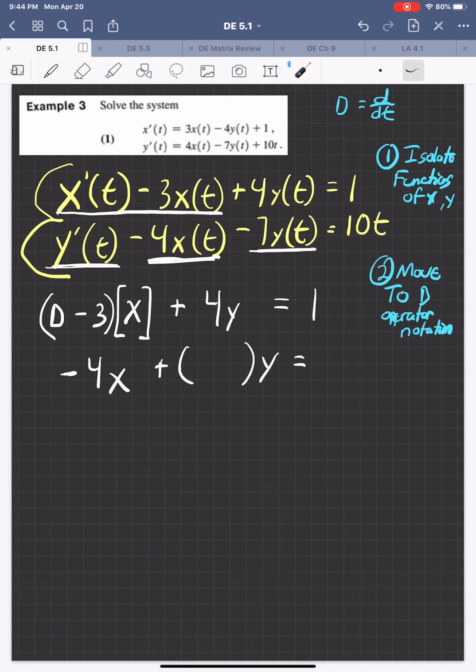Or actually, now that I've noticed it, when I brought that 7y to the left-hand side, I should have changed that to a positive. So this moved over, and that should have been plus 7y. Okay, so glad I caught that real quick. All right, so this would be D, and now that would be plus 7. Okay, and let's make sure you understand. D operating on y would be y prime, and then 7 on y would just be 7y. Okay, it's still equal to 10t.